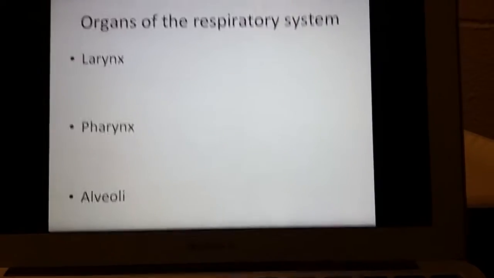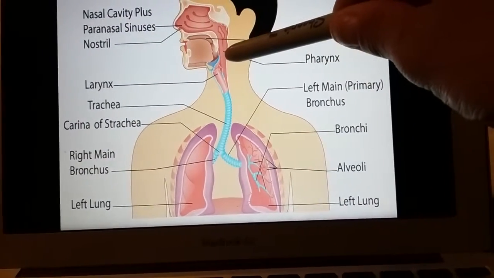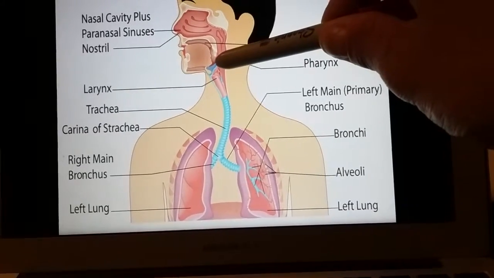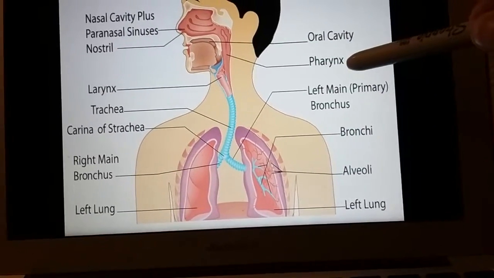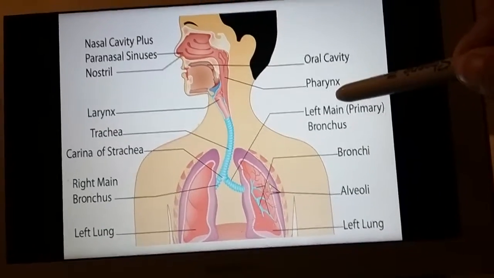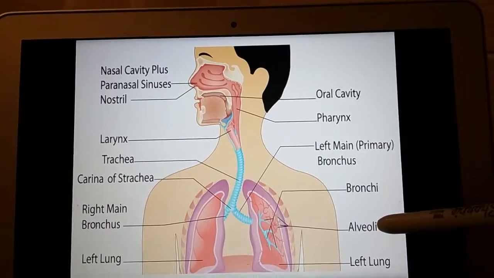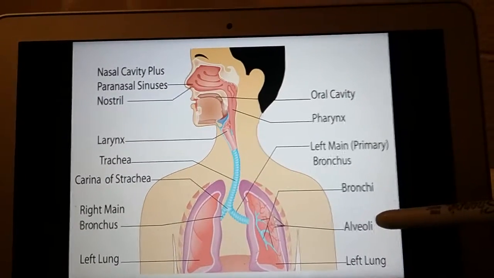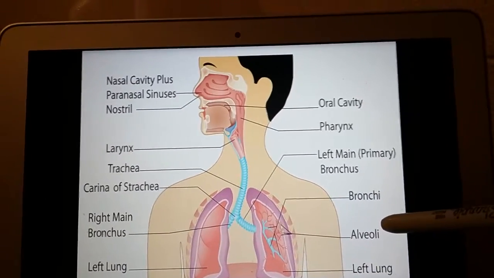There are some organs of the respiratory system. The larynx is what people use to breathe, talk, and swallow. The pharynx is the portion of the digestive tract that receives the food from your mouth. It is also called the throat. Alveoli are tiny sacs within our lungs that allow oxygen and carbon dioxide to move between the lungs and bloodstream.